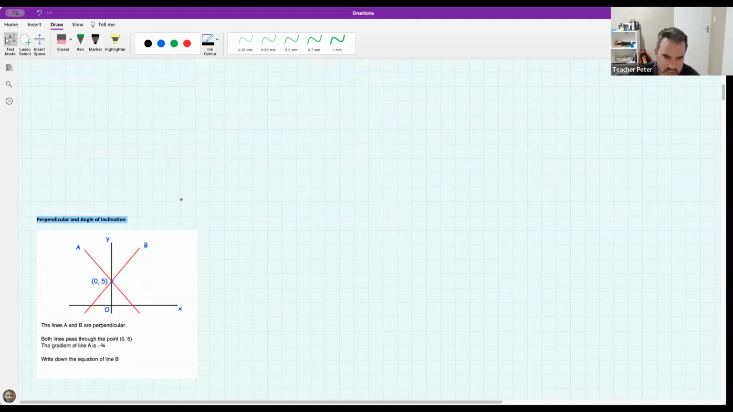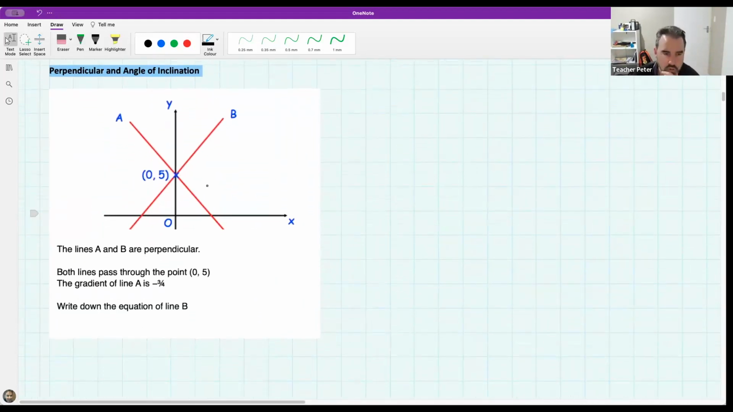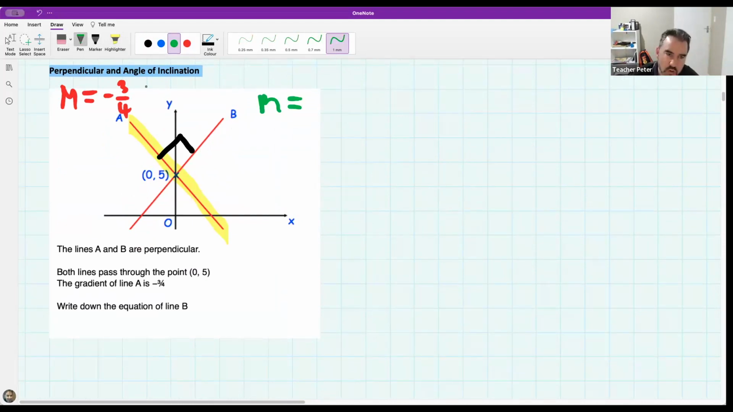As we start today, let's start with this question. I want you to look at this question. It says the lines A and B are perpendicular, and the gradient of the line A, which I will make yellow, is minus 3/4. I want to know what is the gradient of, let's say, the green line. What is the gradient of the green line? Who can tell me in the chat?